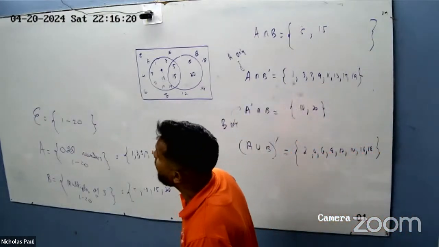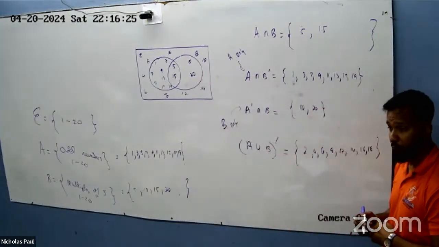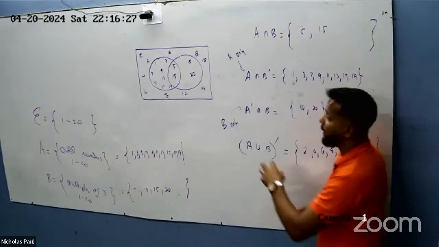Right. So this is how we list out sets. Are you okay with that? These are how we list out all the elements.